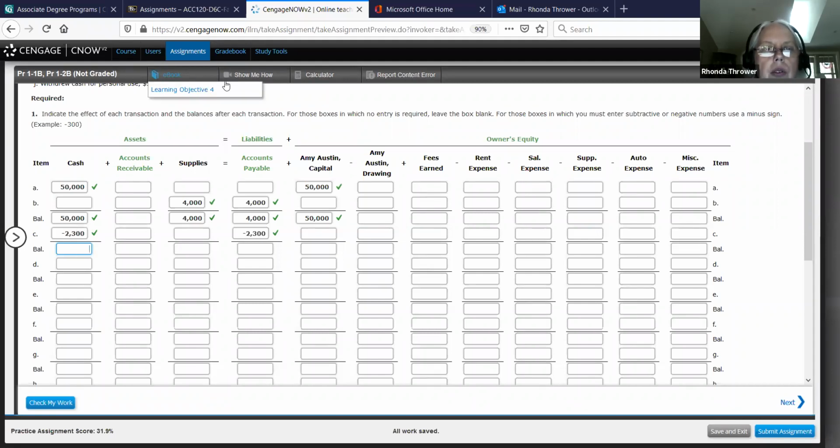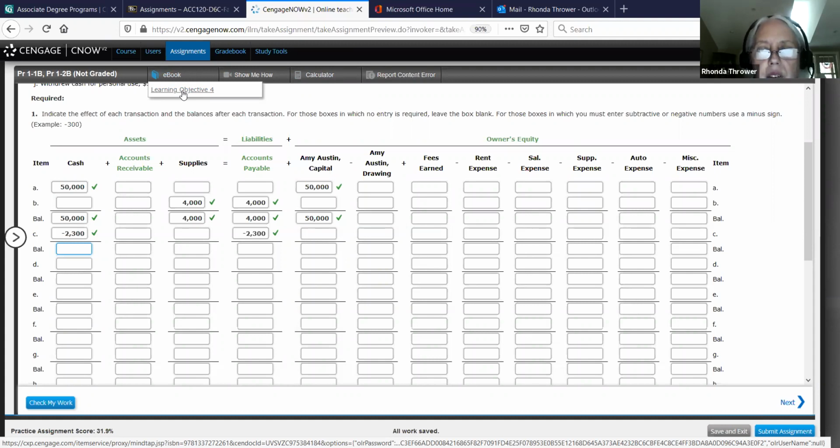You might notice up in Cengage, they give you a calculator that you can use. They also give you an ebook. I had a student that emailed me and wanted to know where you find the ebook. Well, a lot of times Cengage has them built right into the problems. So if you want to click on that, it'll take you directly to your ebook. But I also have a link set up in Blackboard under assignments.